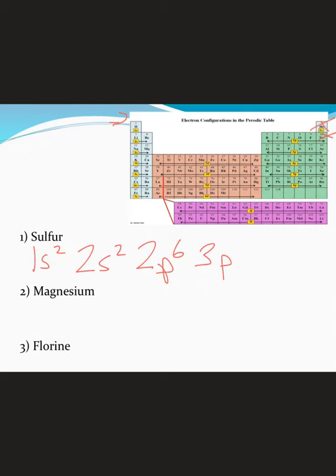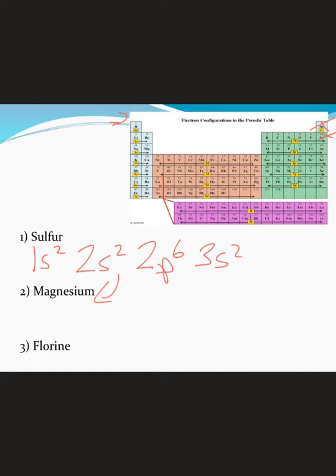Oops, that should be 3s2. Alright, so that is the street address for magnesium. 1s2, 2s2, 2p6, 3s2.